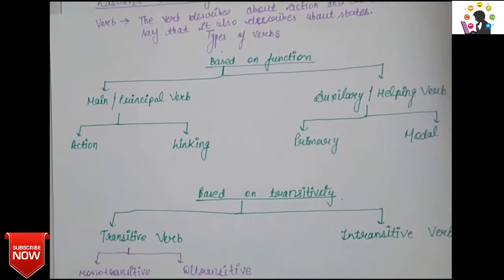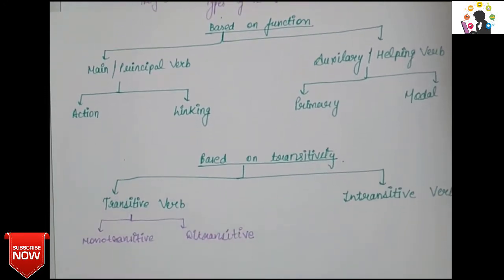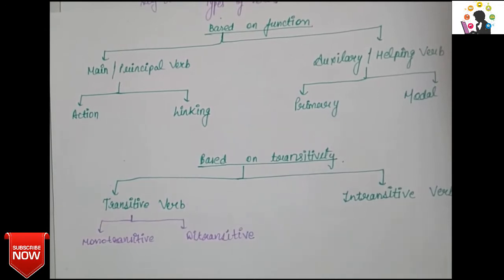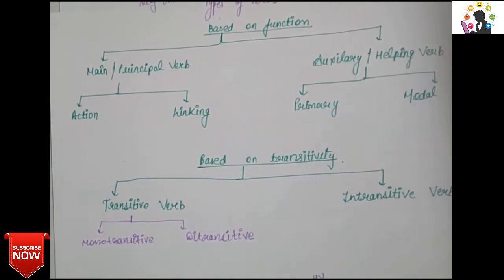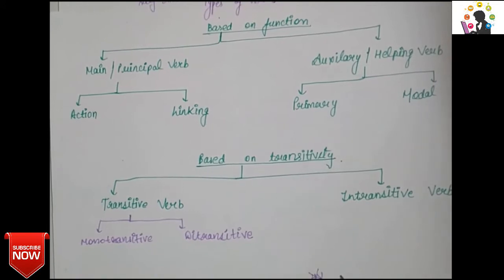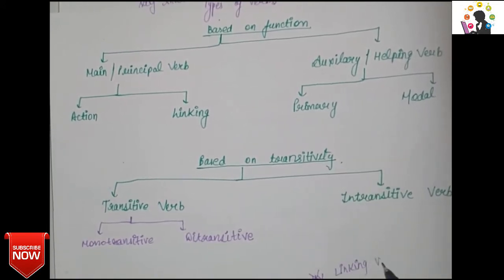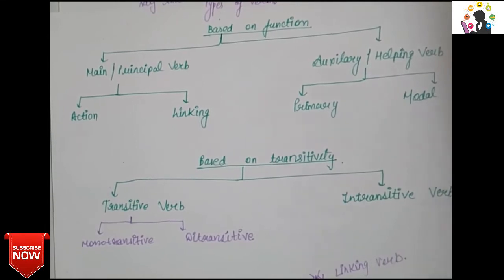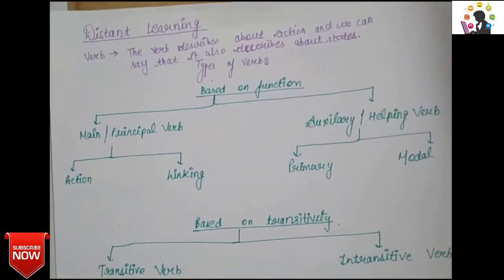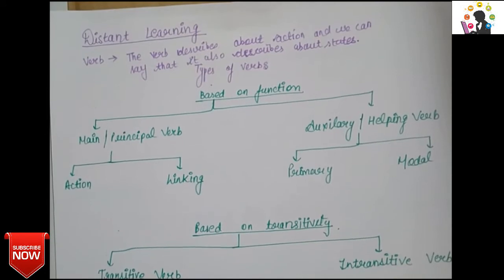If I ask you to identify the type of verb in the sentence "One of the best exercises is swimming," many say it is a helping verb, but it is not a helping verb. It is a linking verb. Why? First, what is an action verb?